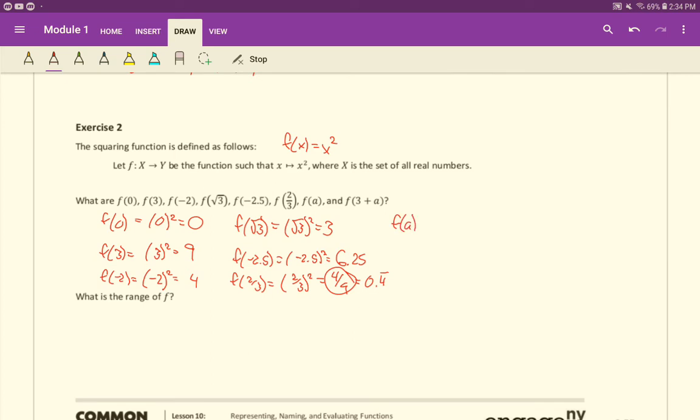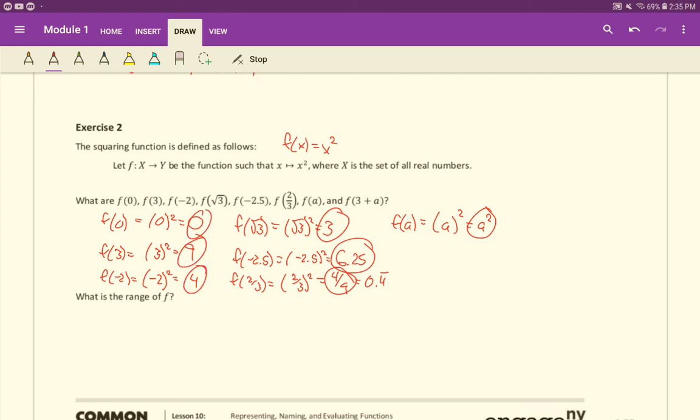Now the next one is a little bit funky, right? We have a variable in there, a different variable than x. The x up here is replaced with an a down here. So what do we do? Well, again, same thing we've been doing. Replace the x squared with an a squared, and then you would just simplify. So a squared is, well, it's just a squared. That's our final answer there.